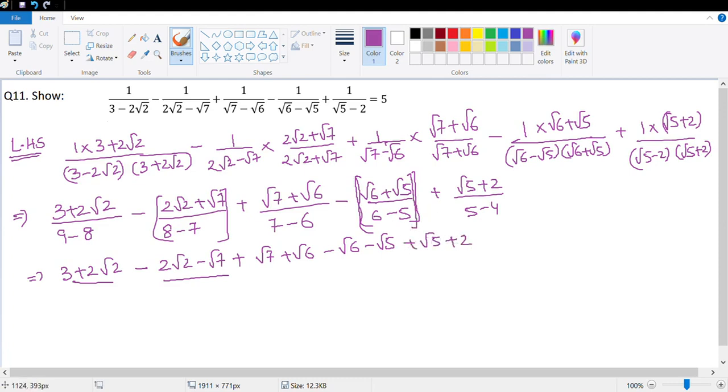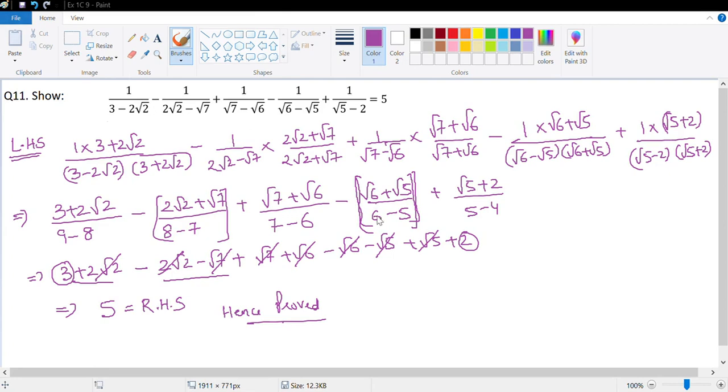Let's see if anything gets cancelled. 2 root 2 and 2 root 2 gets cancelled. Negative root 7, positive root 7, positive root 6, negative root 6, negative root 5, plus root 5. So what I am left with is 3 and 2, which is equal to 5, which is equal to RHS. So hence proved. Done. Let's look at one more question, which is question number 12.